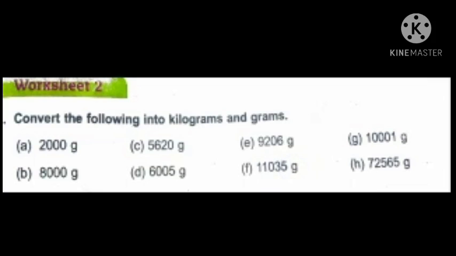What is F1? 11,035 grams we have to convert into kilograms and grams. G1 is 10,001 grams. We have to convert into kilograms and grams. Next, H1 is 72,565 grams. We have to convert into kilograms and grams.